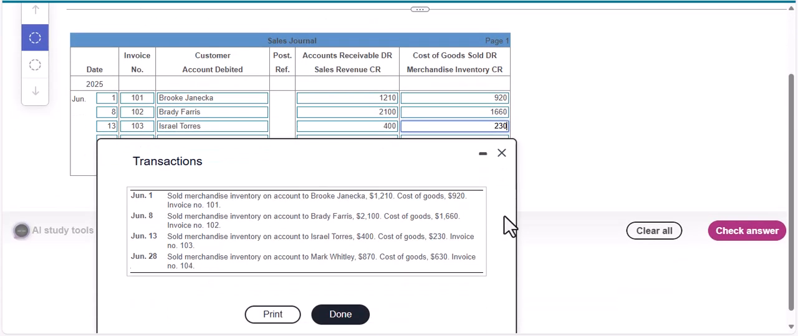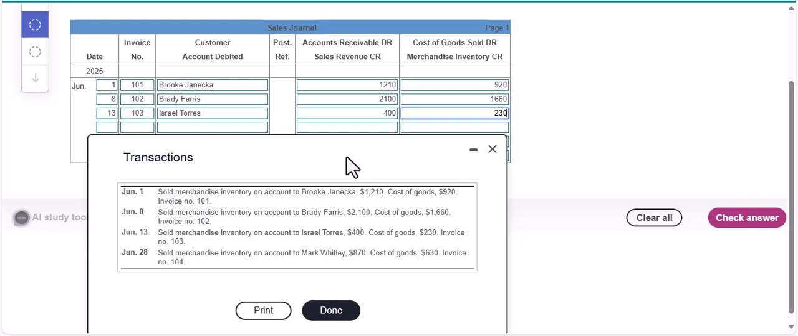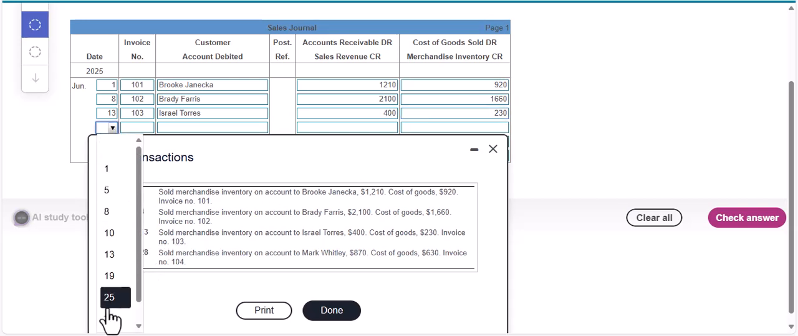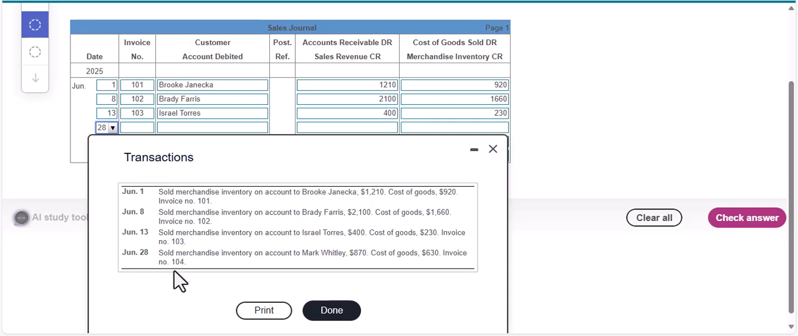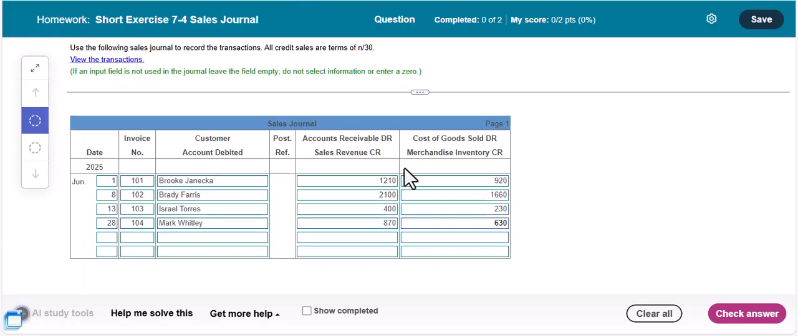And then we can scroll down a tiny bit here for our last journal entry on June 28th. So June 28th, invoice number is 104, and then to Mark Whitley for $870 is the sale, and our cost of goods sold is $630. So as the problem said above, we do not select any information below because there were no more transactions.